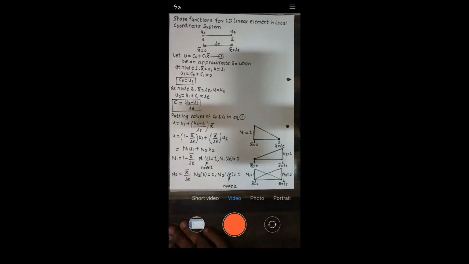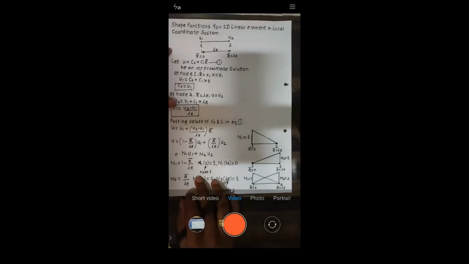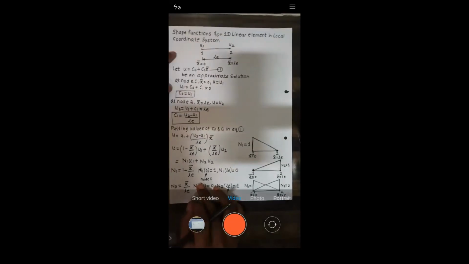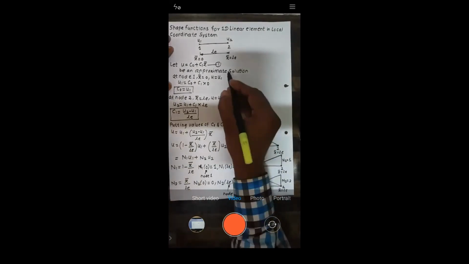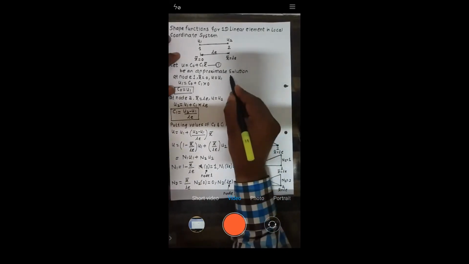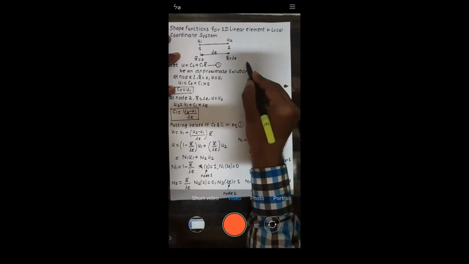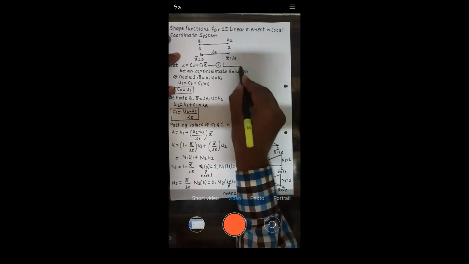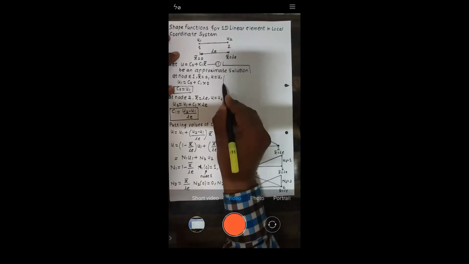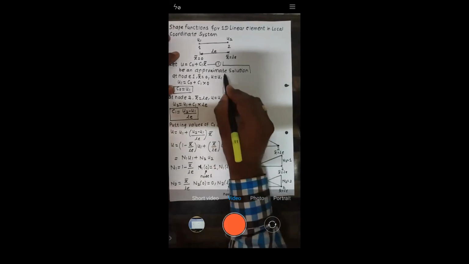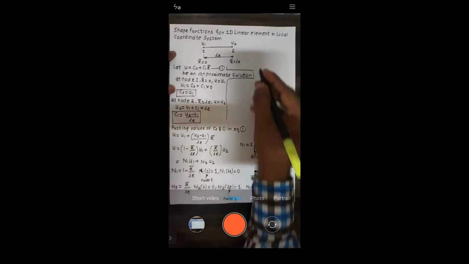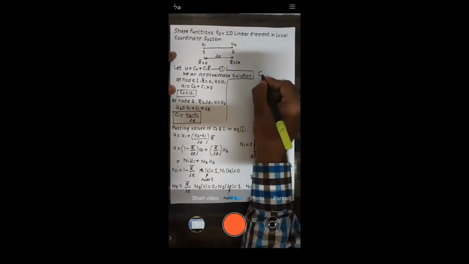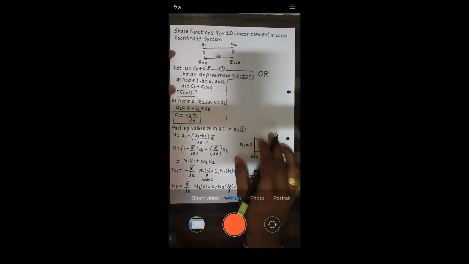Now see, there is one more method to derive this shape function. If you want, you can alternatively practice this method also. Here only I will write down that method. We want the shape function u. So see how I'm writing.